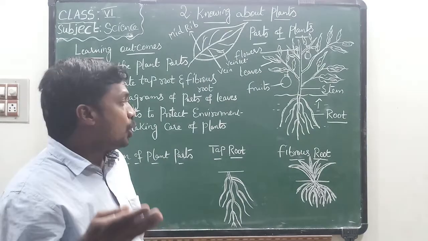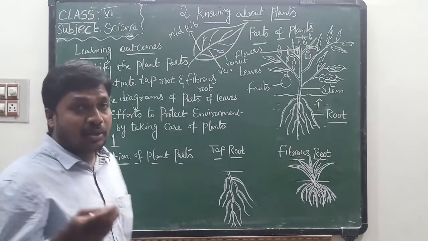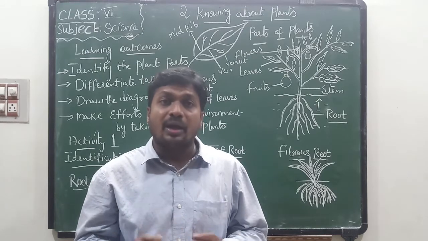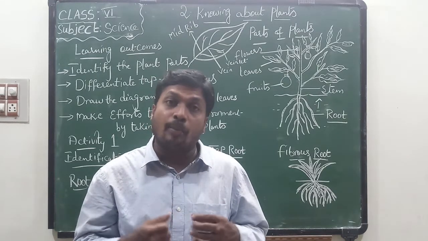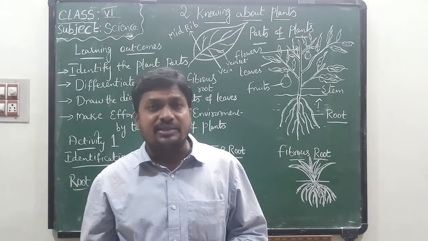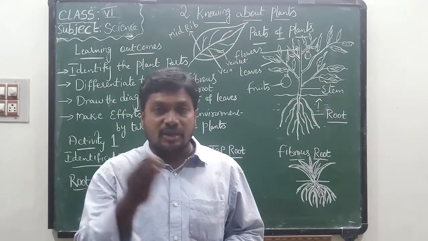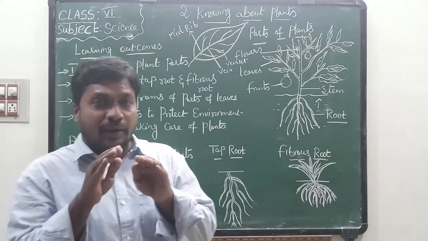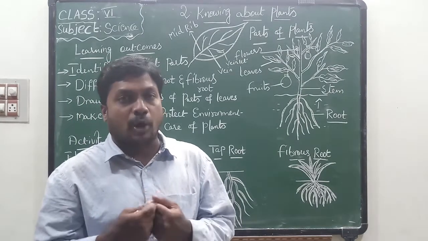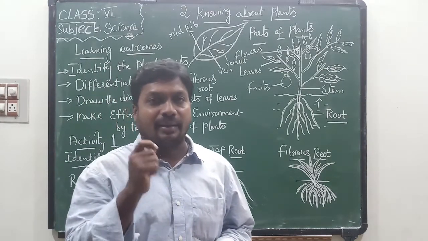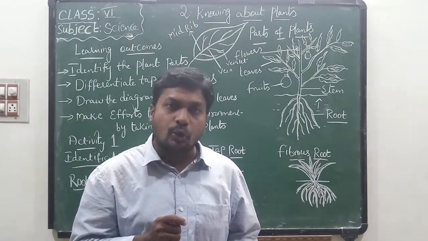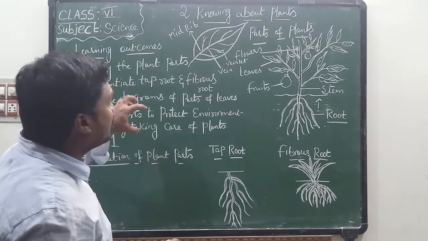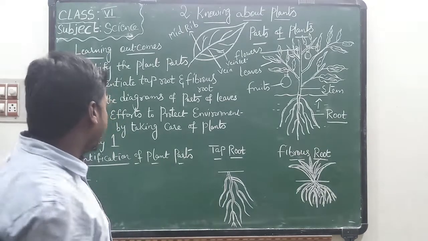We all know about global warming. Nowadays, people suffer from a major problem called higher temperatures. That is called global warming. What is the reason for global warming? Deforestation, cutting of trees. So, to overcome this problem, everyone should plant a tree to keep our environment cool. Okay, these are the points which we have to learn in this lesson.